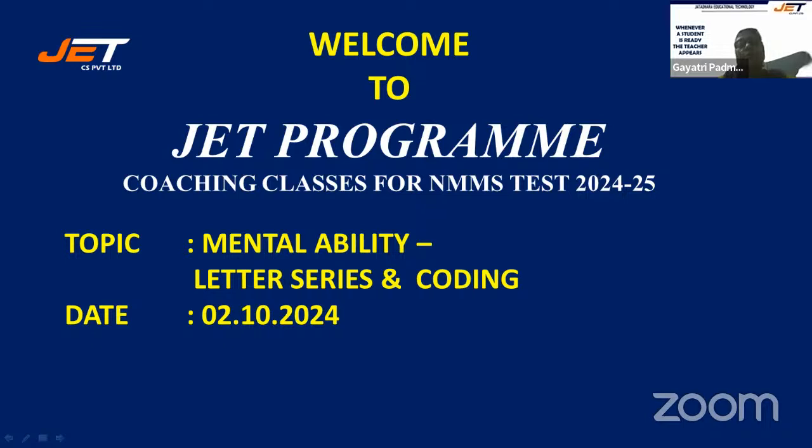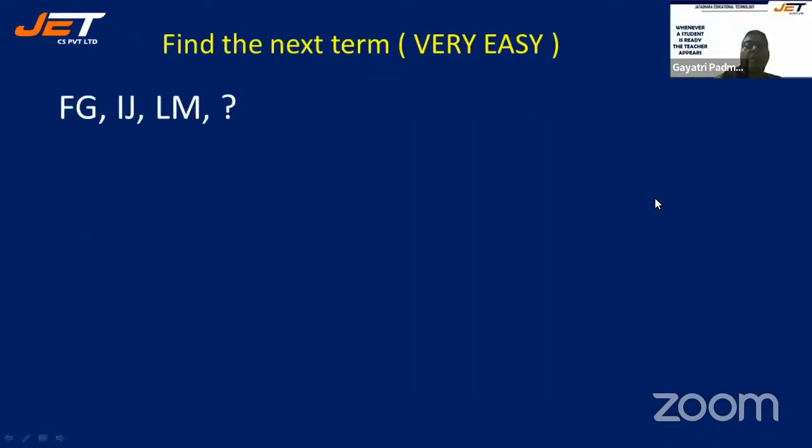And today's topic is about mental ability. In mental ability, we are going to see the letter series and coding. Fine. So we have already done many problems related to this coding. So today also we are going to do that. But the sums are of all varieties: easy, a little difficult and moderate. Yes. So now let's get into the sum. Very easy sum is the first one.